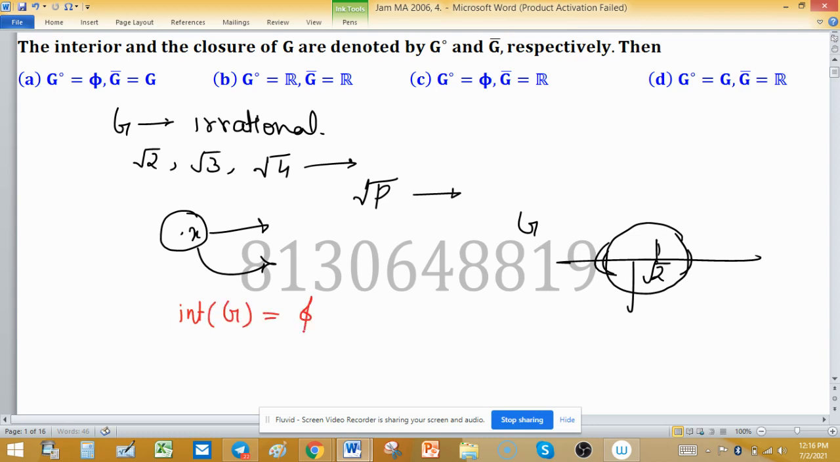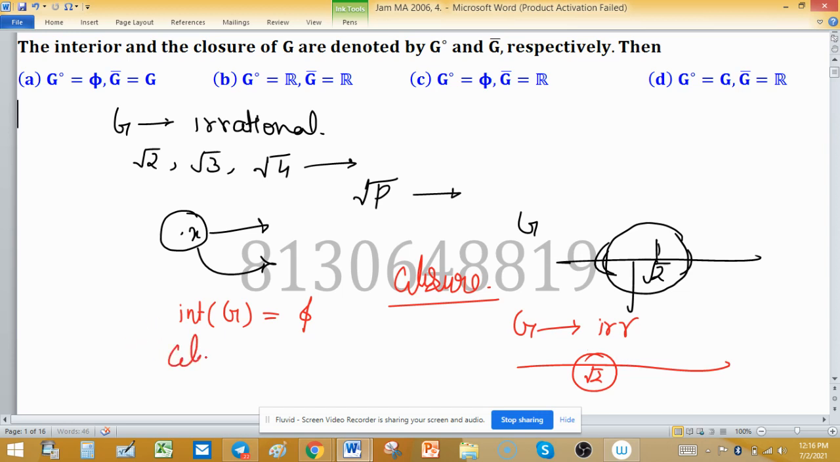The interior of G is the empty set, and now the closure. What is closure? Find all limit points of G. G is the set of irrational numbers. Each neighborhood of a point on R, whether rational or irrational, for example each neighborhood of root 2, which is in G, contains many numbers or members of G, meaning irrational numbers. So the closure of G is complete R.